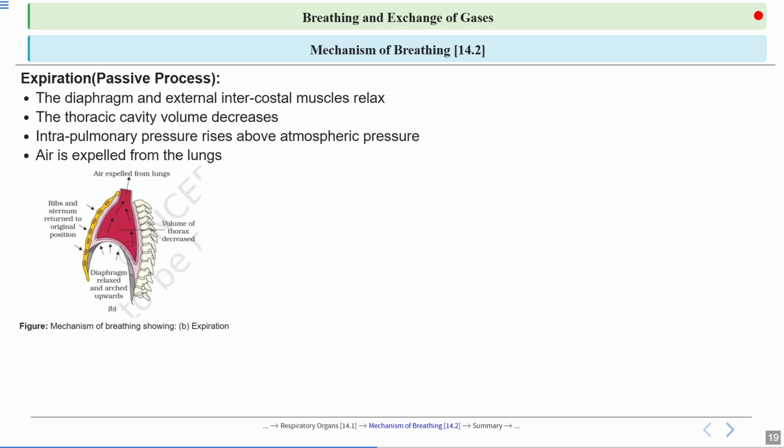Okay, so this image is showing you the mechanism of expiration. Here the diaphragm is relaxed, and the ribs and the sternum return to their original position because the external intercostal muscles also relax. The volume of the thoracic chamber decreases, and due to this, the pressure inside the lungs, the intrapulmonary pressure, increases as compared to the atmospheric pressure, and the air is expelled out from the lungs.